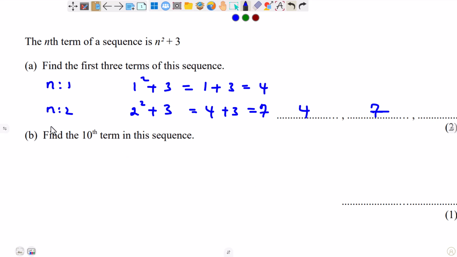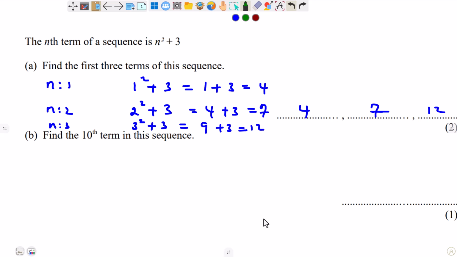And of course, for the third term will be 3 squared plus 3. And 3 squared is 9. Add 3 to it, and that's 12. So now you can see now that the first 3 terms of the sequence will be 4, 7, and 12.